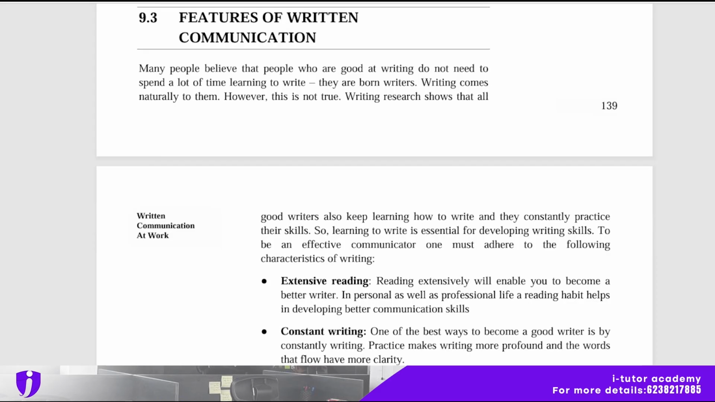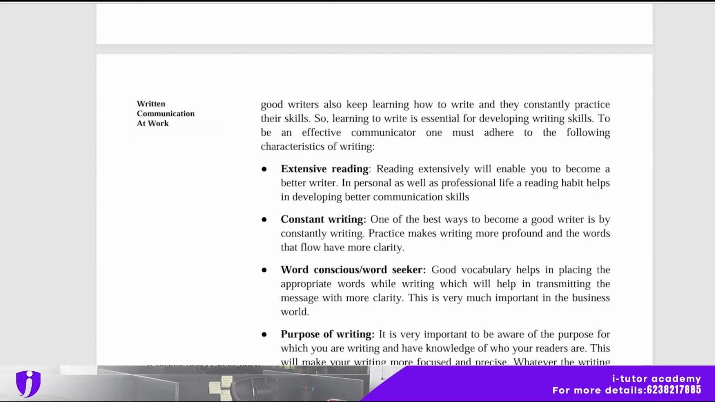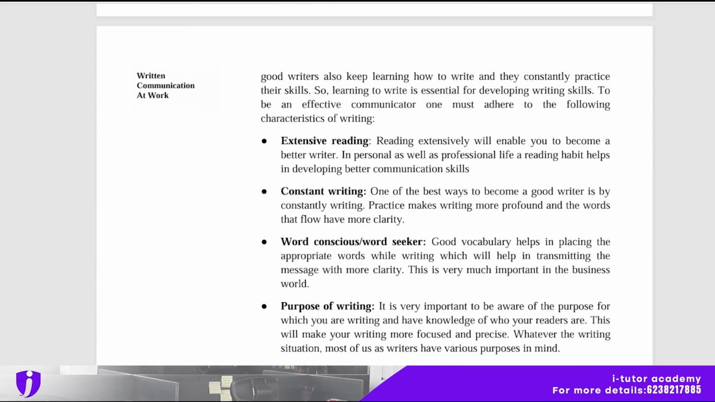Many people believe that people who are good at writing do not need to spend a lot of time learning to write. They are born writers. Writing comes naturally to them. However, this is not true. Writing research shows that all good writers also keep learning how to write, and they constantly practice their skills.